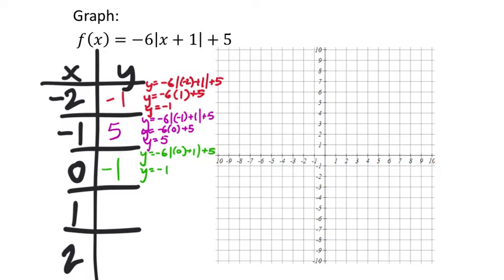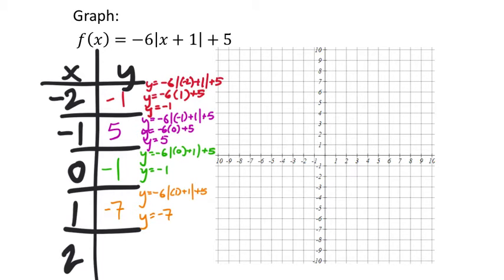Let's set this next one up. y equals -6, now it's a positive 1, plus 1, plus 5. Again, I'm skipping a lot of steps here, but the absolute value of 1 plus 1 is 2, -6 times 2 is -12, and then plus 5 makes that -7. And that one will fit on the graph, that's nice.